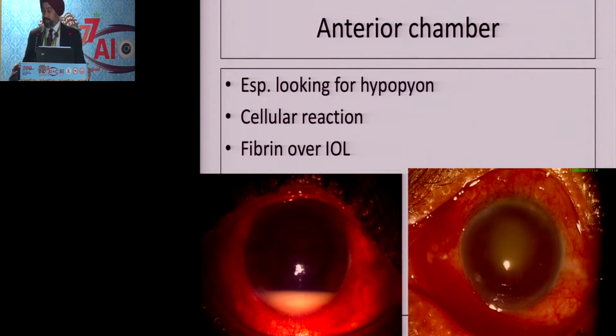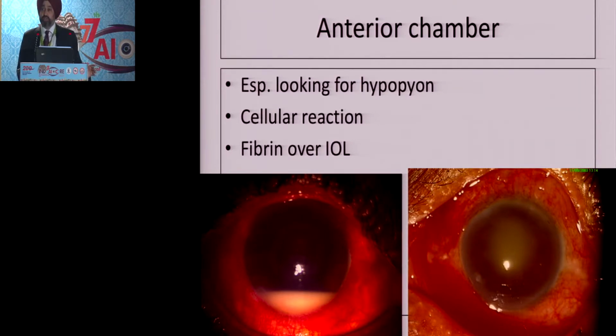So anterior chamber again. Anterior chamber, I've already said, you're looking for cells there. You're looking for hypopyon there, flare there. You have to tell what kind of cells are there. Just writing cells is not enough. So you have to tell that I saw today 1 plus cells. 1 plus cells today is all right.